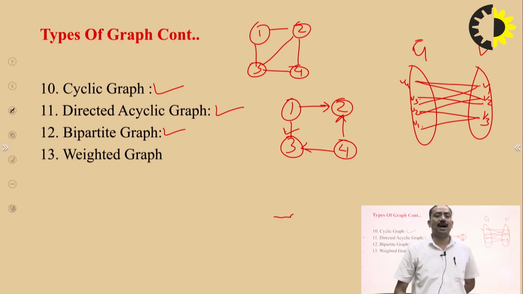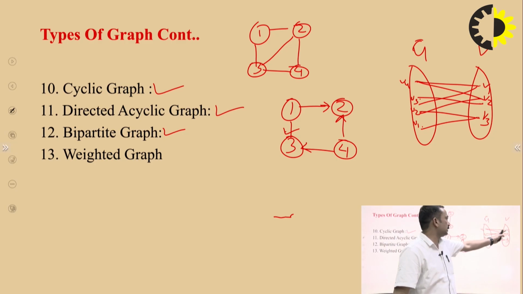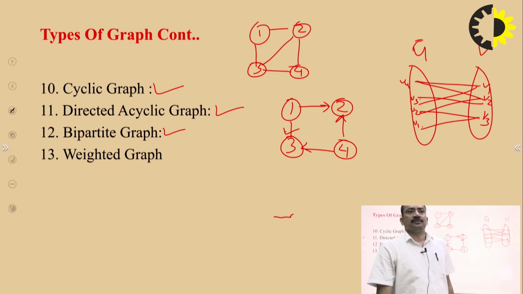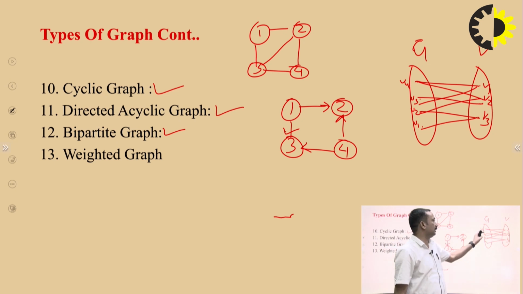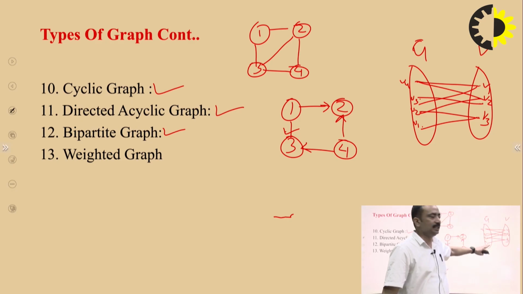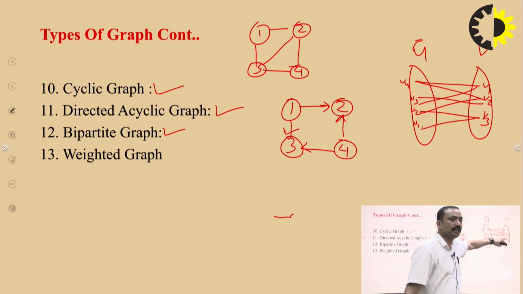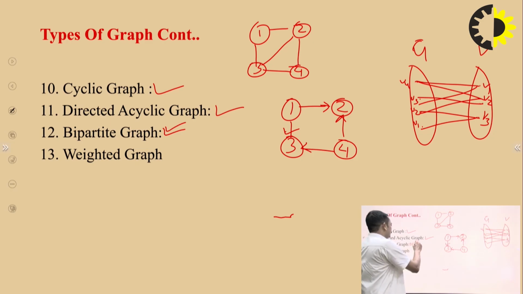So we can say a bipartite graph is a graph in which vertices can be divided into two sets such that vertices in each set do not contain any edge between them. So there are no edges between this set of vertices and this set of vertices, but vertices from different sets are connected with each other. It's called a bipartite graph.